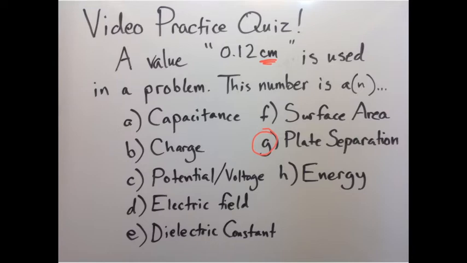So I guess further quiz, you can pause me again. What would that be in meters? And that's right, it's 0.0012 meters. Centi is 100, so that means you're moving 2 decimal places.